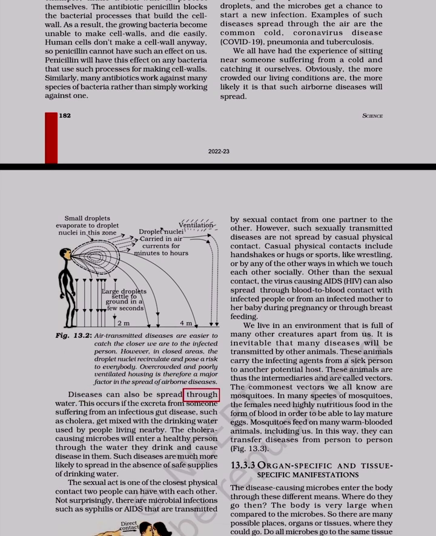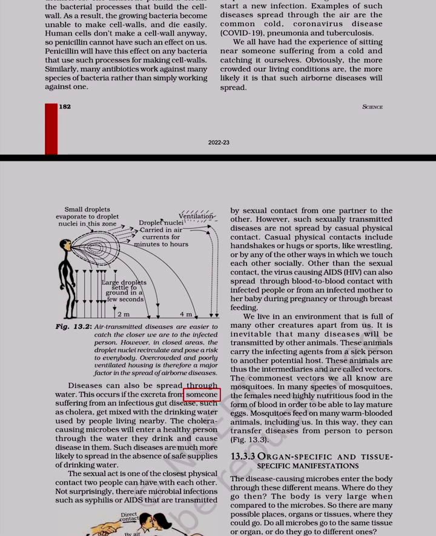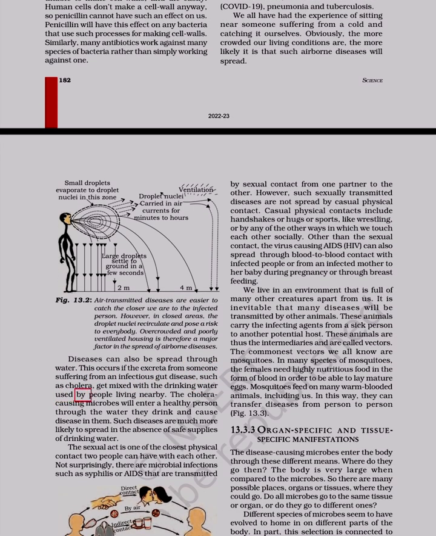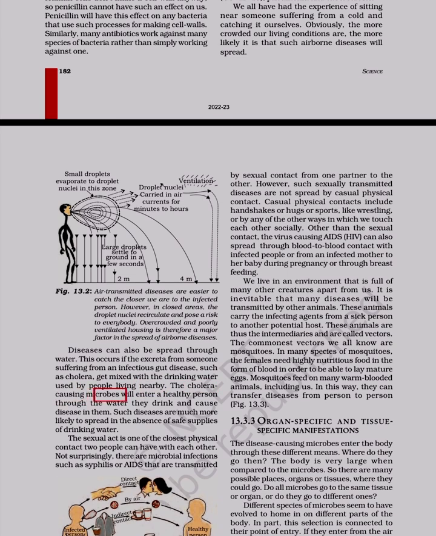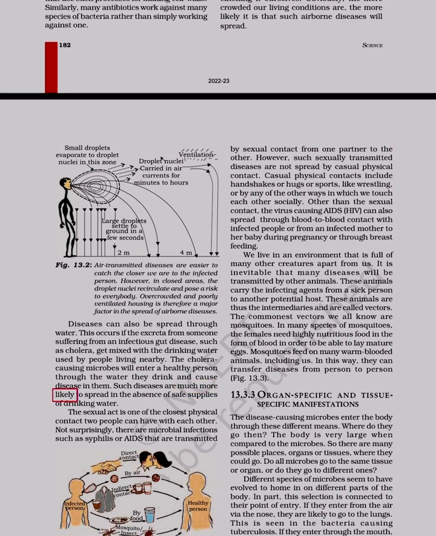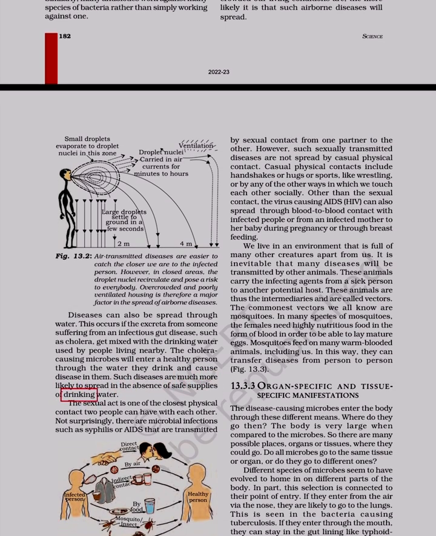Diseases can also be spread through water. This occurs if the excreta from someone suffering from an infectious gut disease, such as cholera, get mixed with the drinking water used by people living nearby. The cholera-causing microbes will enter a healthy person through the water they drink and cause disease in them. Such diseases are much more likely to spread in the absence of safe supplies of drinking water.